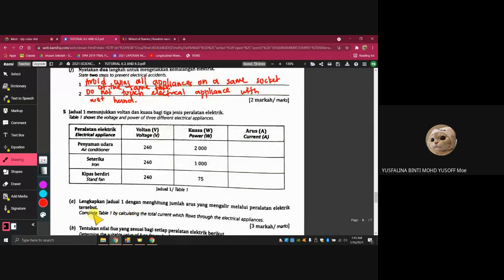For number 5, this is the calculation question. It says complete table 1 by calculating the total current which flows through the electrical appliance. You can see they give you a power and a voltage. What's the formula that you should use? You should use P equals VI.